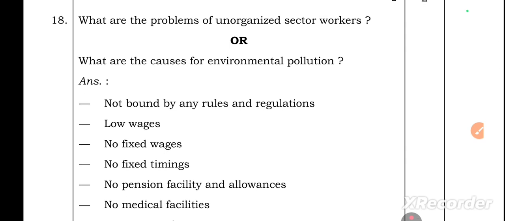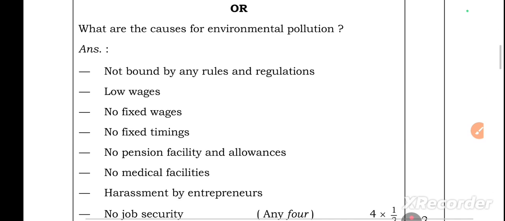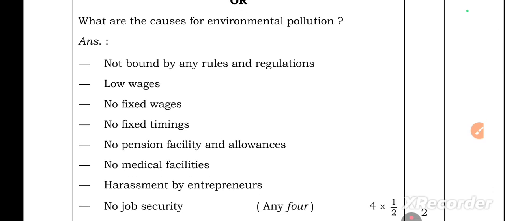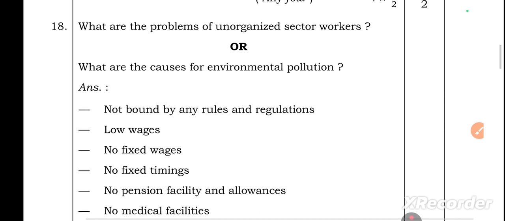18th one, what are the problems of unorganized sector workers? Not bound by any rules and regulations, low wages, no fixed wages, no fixed timings, no pension facility and allowances, no medical facilities, harassment by entrepreneurs, no job security.